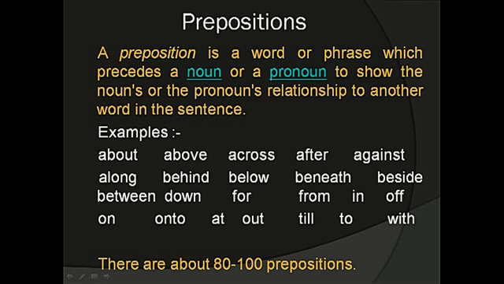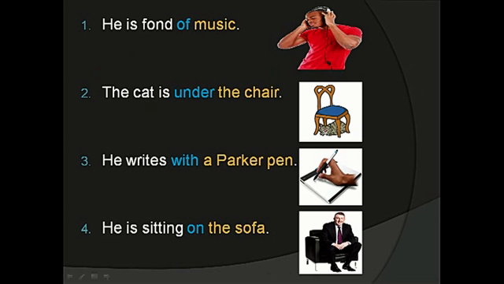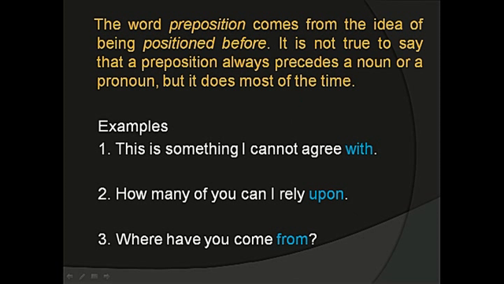He is fond of music. Of, what is of here? It is a preposition. The cat is under the chair. What is under? Under is a preposition. And what is chair? Chair is a noun. The word preposition comes from the idea of being positioned before.